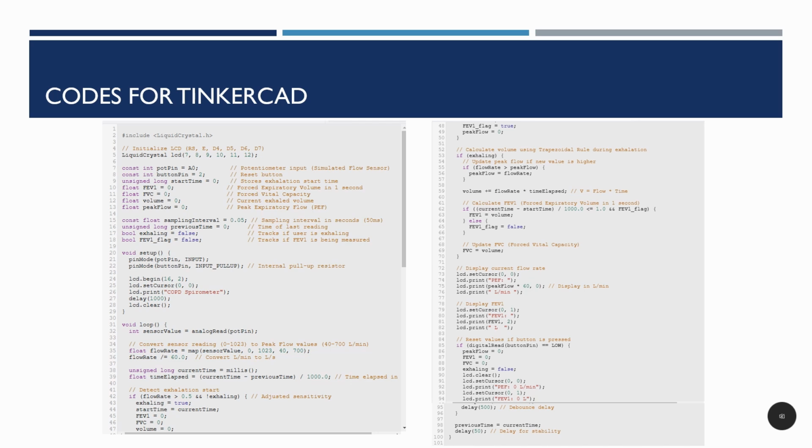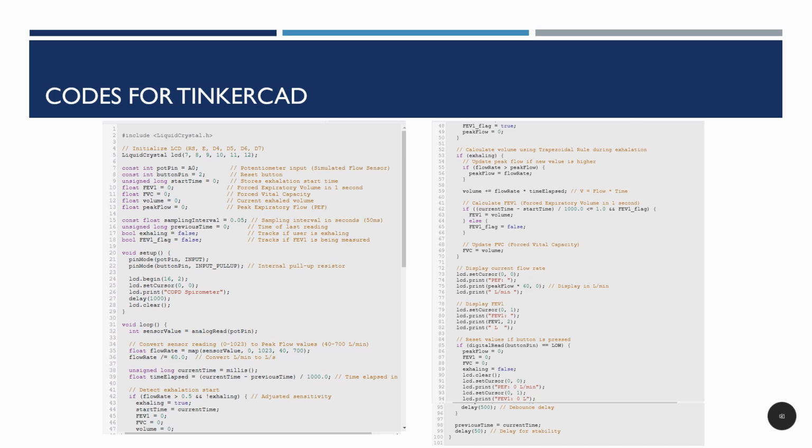When the flow rate exceeds a threshold, the exhalation is detected and the timer starts, initializing FEV1, FVC, which is forced vital capacity, and volume to 0. During exhalation, the trapezoidal rule is used to calculate the accumulated volume over time while continuously updating the peak flow if a higher value is detected. The FEV1 is measured within the first second of exhalation. Both PEF and FEV1 are displayed on the LCD in real time.